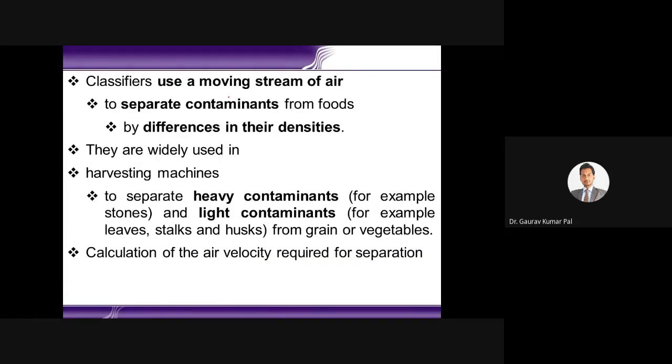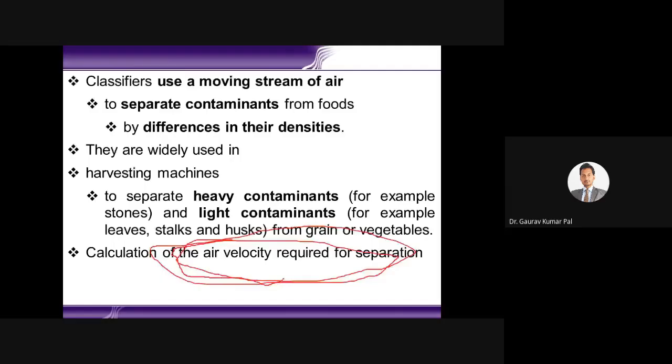We can classify on the basis of a moving stream of air to separate the contaminants on the basis of density, and they are widely used in harvesting machines to separate the heavy contaminants from the light contaminants. For example, you want to separate the husk, and the calculation of air velocity is required. How much velocity you have to give, either in threshers or in any food industry? How much air velocity is required, that matters.